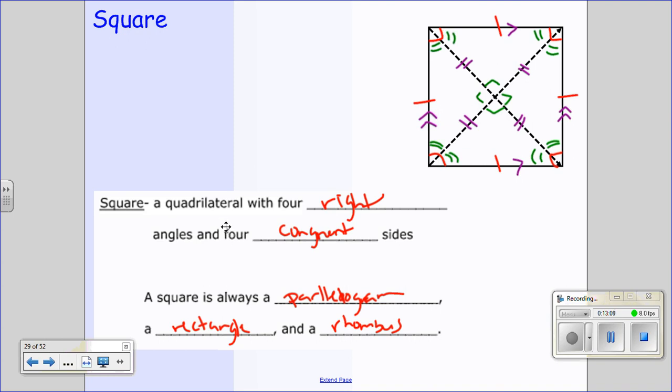And I believe that covered it, with the exception of the consecutive, which should be self-explanatory. If it's 90 and 90, it's going to equal 180. So that's everything about the rectangle, rhombi, and square. So let's practice a few problems.